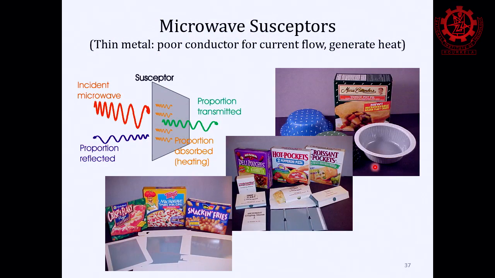So they have this in the bottom, what they call microwave susceptors, and it gets heated in the microwave because they are thin metal. So they are poor conductor for the current flow, and they're going to generate heat because they have some resistance. And so they get very hot. And then if they are touching the dough, base in the bottom, then you would have the crispy texture.